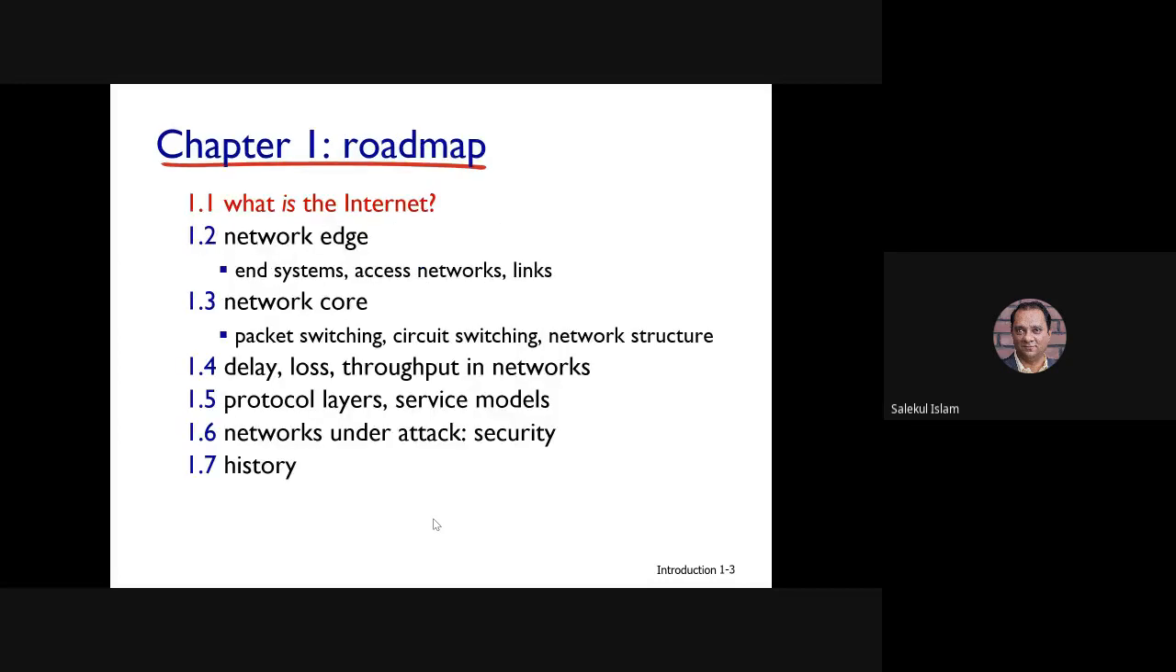Now, what is the internet? This is the distribution of the contents of the chapter. We have 1.1, 2, 3, 4, 5, 6, and 7. First we are going to start with what is the internet. So what do you mean by the internet?